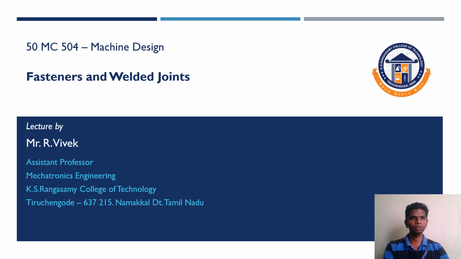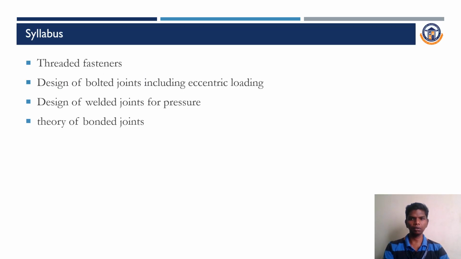I am going to talk about the subject 50MC504, Machine Design. This is the last unit of Machine Design, called Fasteners and Welded Joints. I already posted four videos for Machine Design. This is the last video, the fifth unit of Machine Design. The syllabus of the fifth unit is: first, fasteners; second, design of bolted joints; third, design of welded joints; and theory of bonded joints.